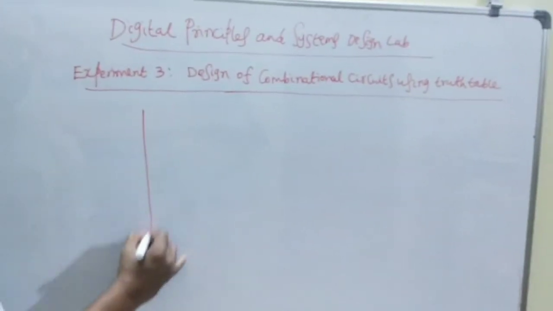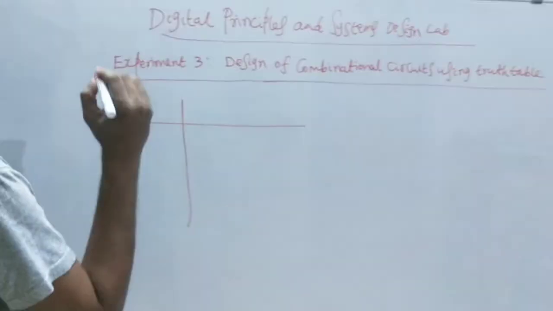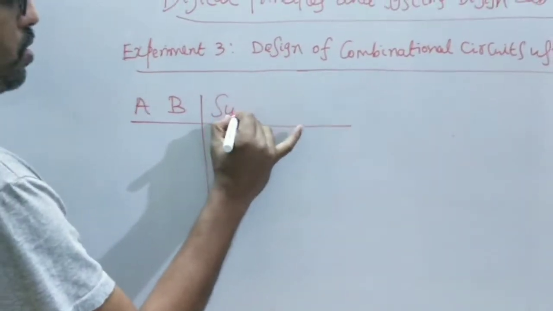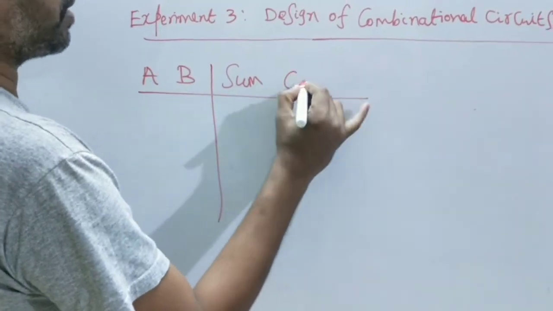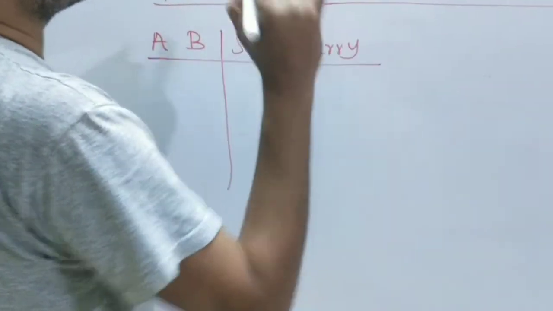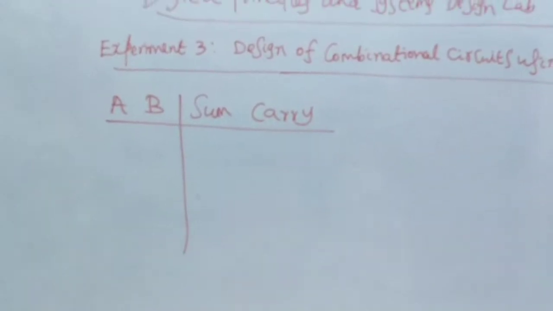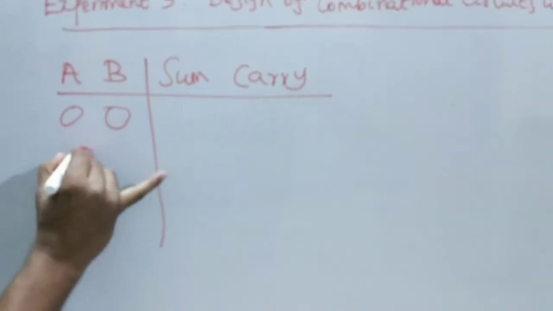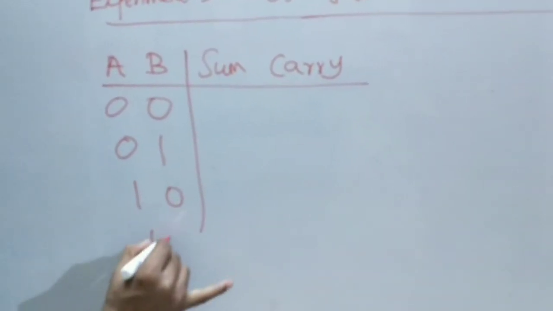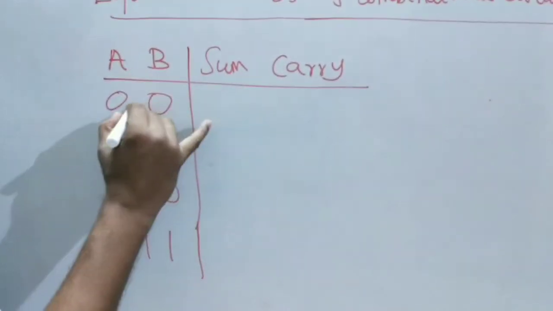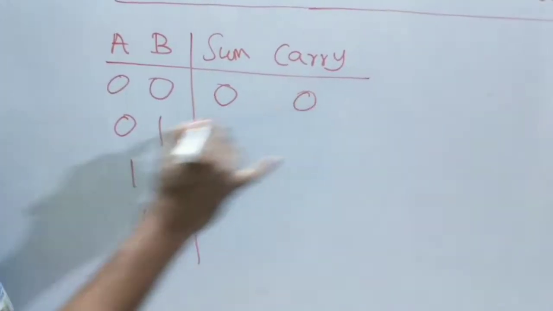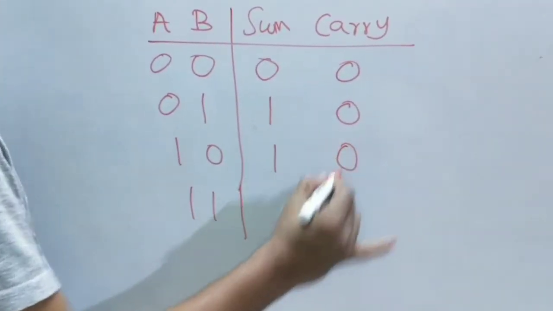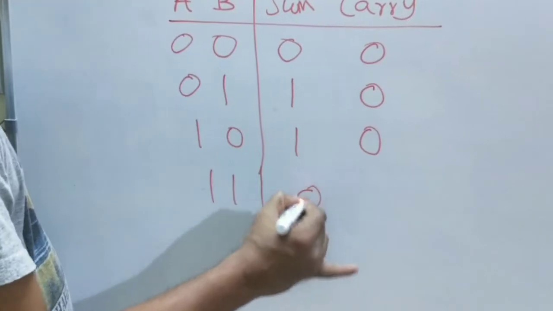Now, first you need to know the truth table of a half adder. So first you have to start with the truth table, because here the experiment is design of combinational circuit using truth table. So 00, 01, 10, 11. 0 plus 0: sum is 0, carry is 0. 0 plus 1: sum is 1, carry is 0. 1 plus 0: sum is 1, carry is 0. 1 plus 1: sum is 0, carry is 1.